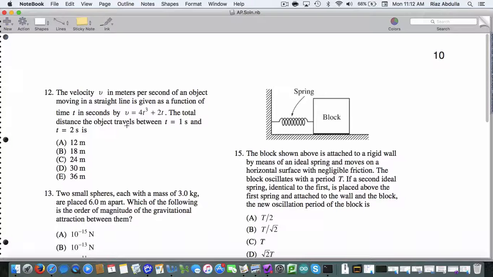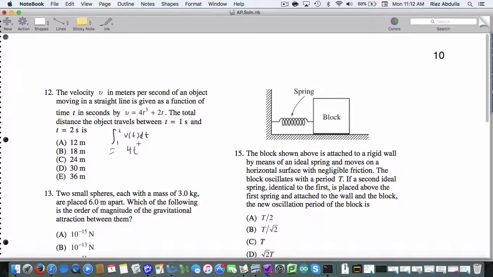All right, problem number 12. This is kind of a repeat of one of the problems we did before. We want to get the distance traveled between 1 and 2 seconds, but this is going to be a definite integral from 1 to 2 of v of t dt. This is almost a calculus problem, like from AP Calculus, so let's just go ahead and integrate it out.